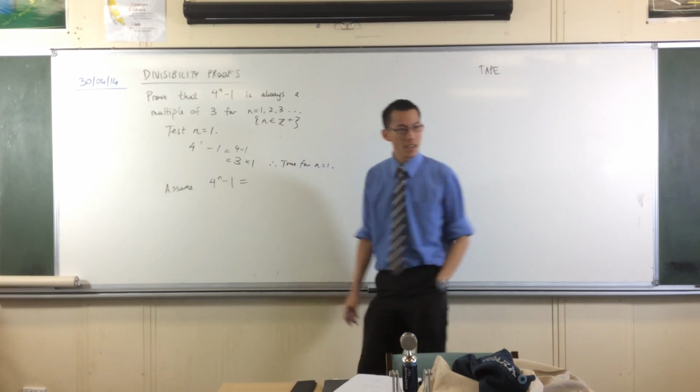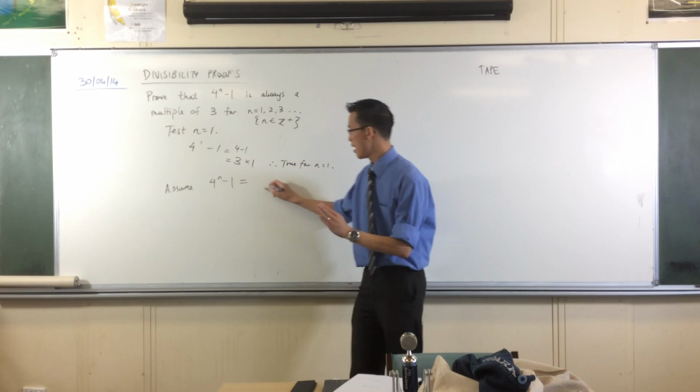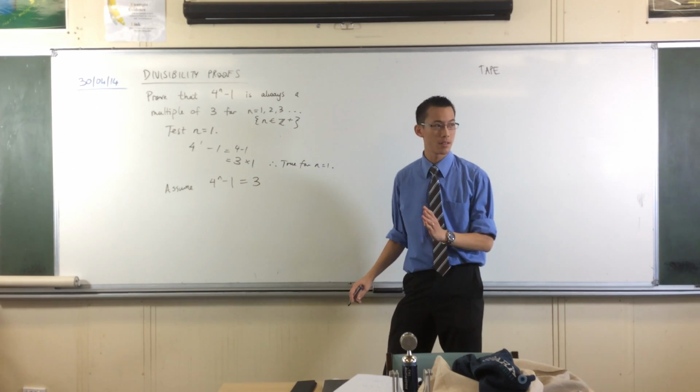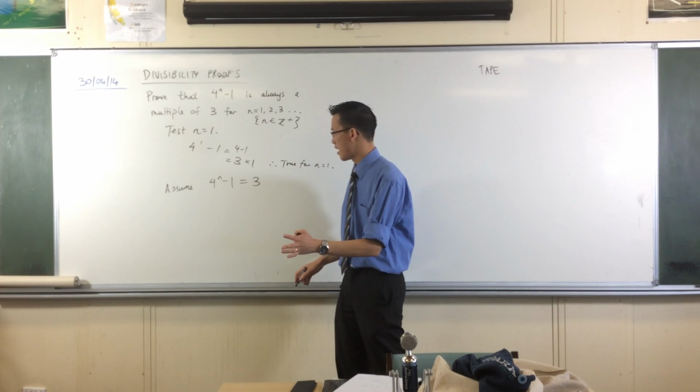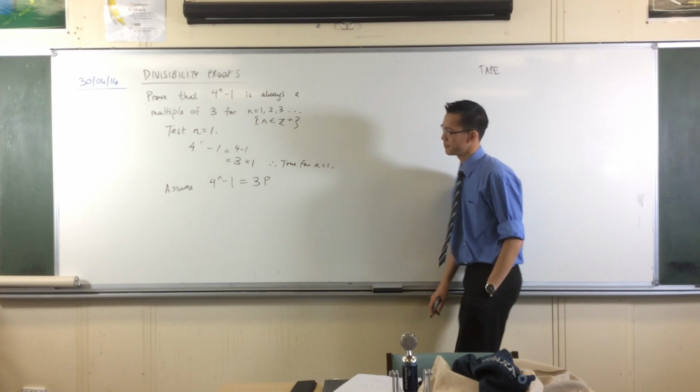So I'm going to say it must be equal to, and this is why I wrote this as 3 times 1, to try and lead you in that direction. It has to be 3 times some integer, right? Now, you can choose any integer you like. I'm just going to choose p. You'll see why in a second.